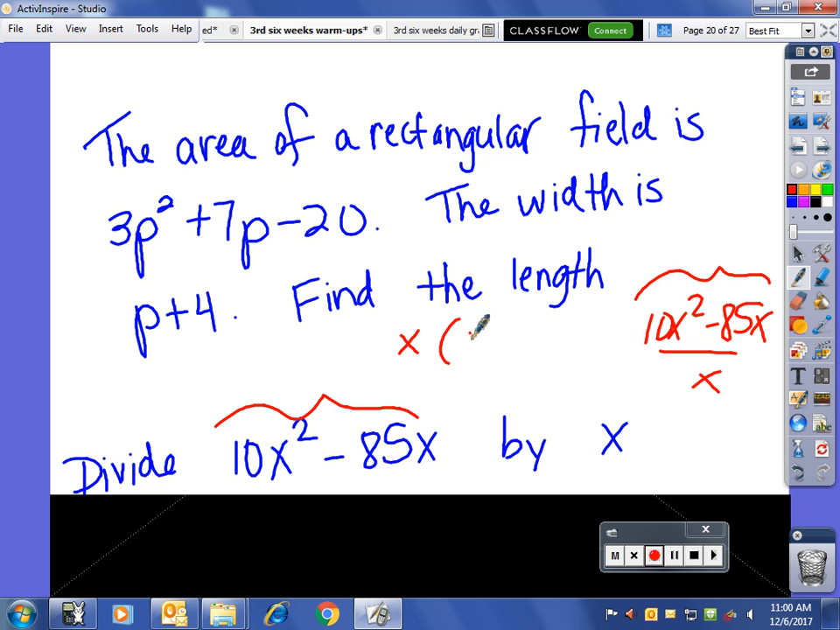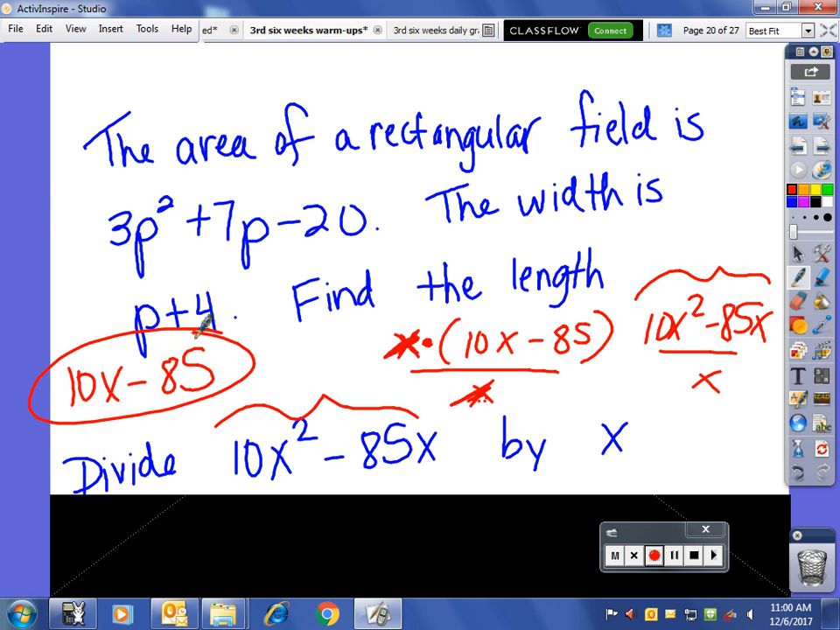What's left then? 10x minus 85 divided by x. This x and this x can cancel. Because what is this x connected by to the next thing? It's connected by multiplying. So this and this can cancel. Can this x cancel? No, because it's connected by subtracting. If it's being added or subtracted, you can't cross it out. But this x and this x you can cross out. So you're left with 10x minus 85. That's one way they might have the answer.